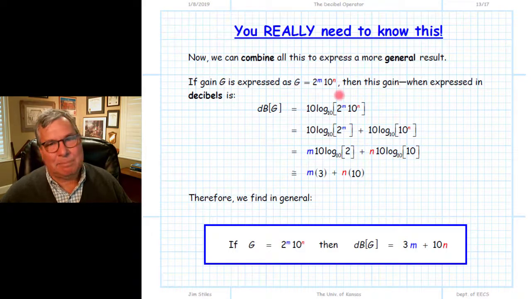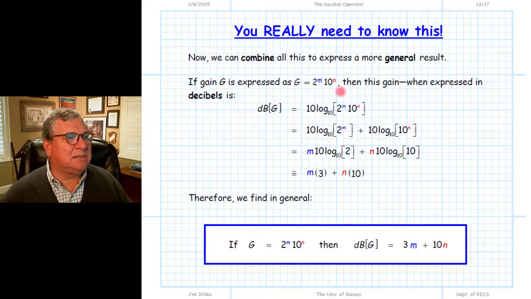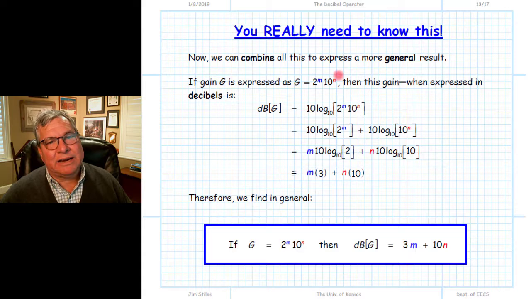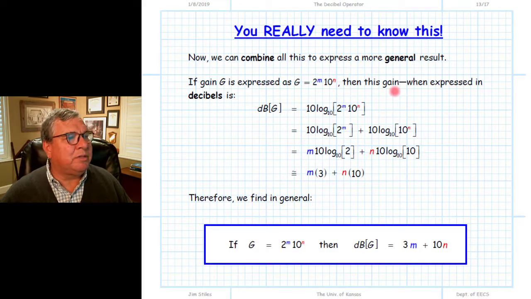So this seems to be a step backward, a step toward ambiguity here. But if we constrain this to say, if our gain can be written in this way where m and n are integers, then we have something. We have an ability to directly determine that gain or convert that gain into its decibel value with the following identity. So let's see how we do that.